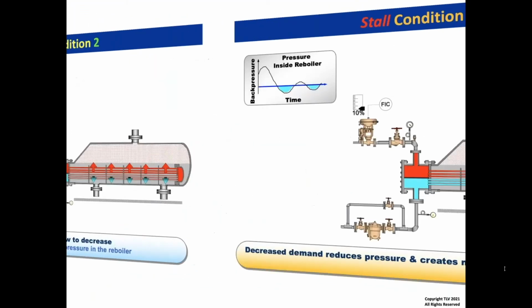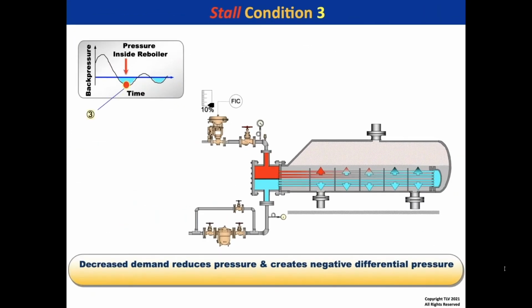But if our demand reduces so much that, in order to equalize to the lower demand, our steam pressure is lower than the back pressure, now we have a problem. We're going to accumulate condensate because we have a negative differential pressure. That's a stall condition. And look how the condensate is accumulated inside of that reboiler. That condensate's not going anywhere because the pressure is not sufficient to push it overhead.